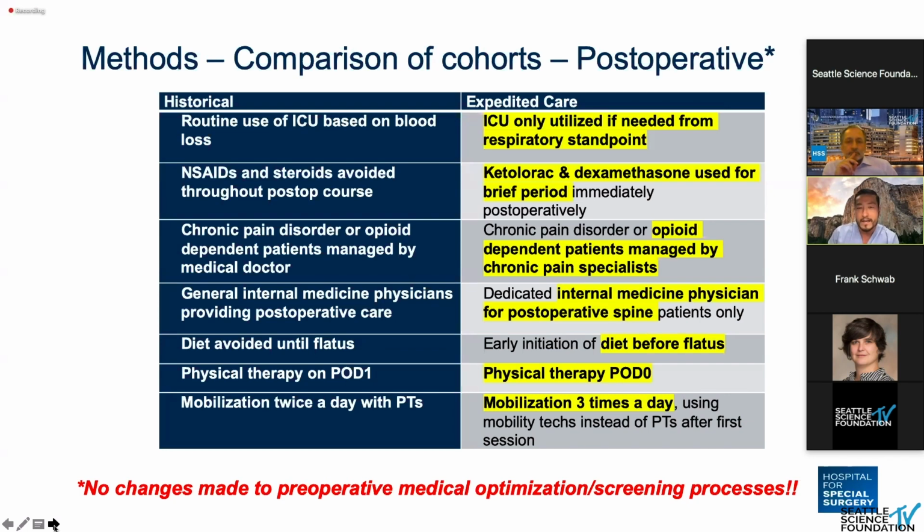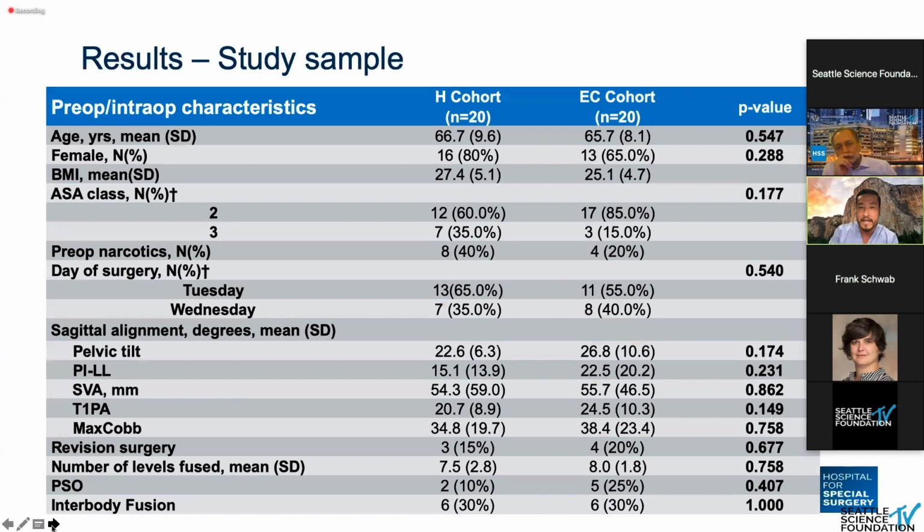But also, like Dr. Schwab was mentioning about the chronic pain patients, having chronic pain specialists on board and making sure their clearances are appropriate and their medications are adjusted appropriately. Other things like mobilizing patients on post-op day 0, like I mentioned, and having them out of bed with therapy 3 times a day instead of twice.